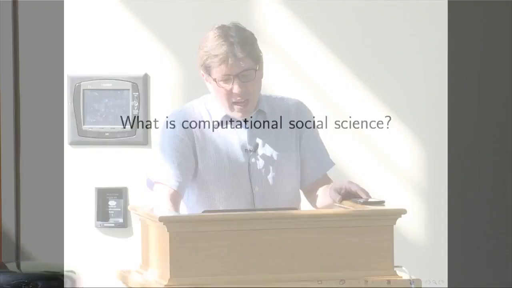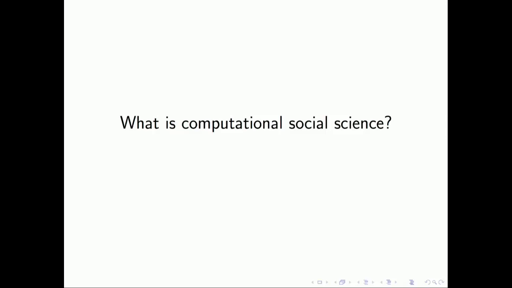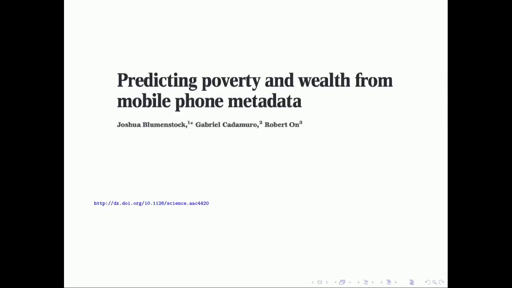But we do have a slightly more serious answer: what are some themes that seem to be happening in computational social science? This particular study, I think, illustrates many of the themes that I see in computational social science, all packed into one really interesting paper. It is by Josh Blumenstock and colleagues, and it was published in Science about a year ago. It's about predicting poverty and wealth from mobile phone metadata.